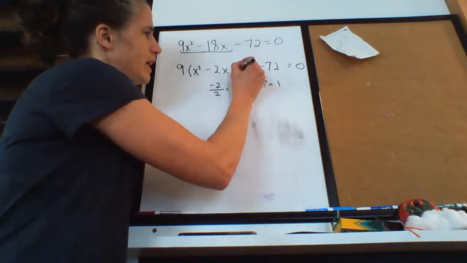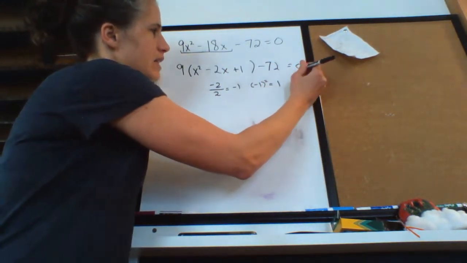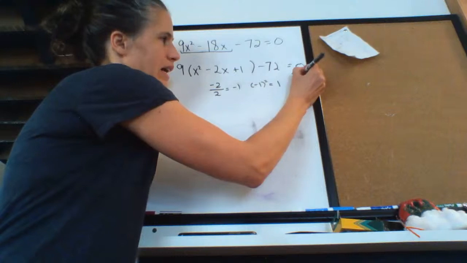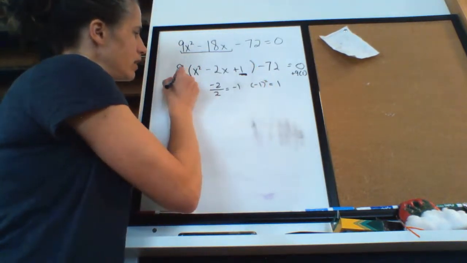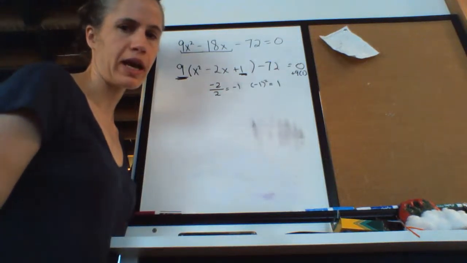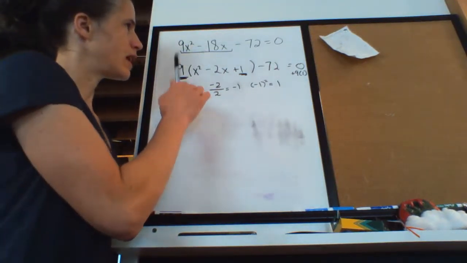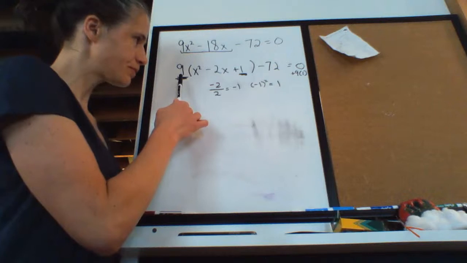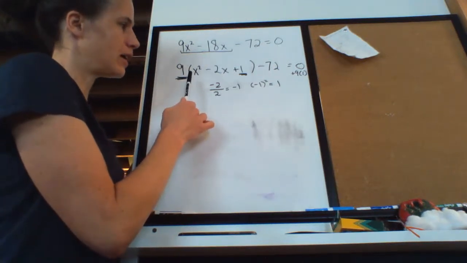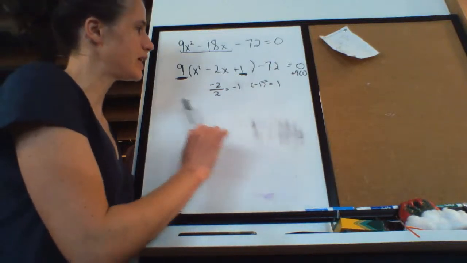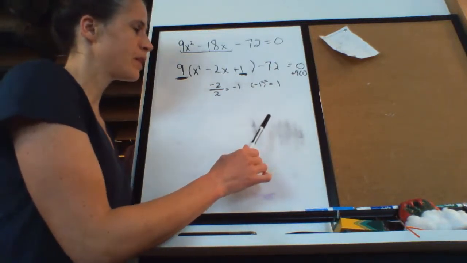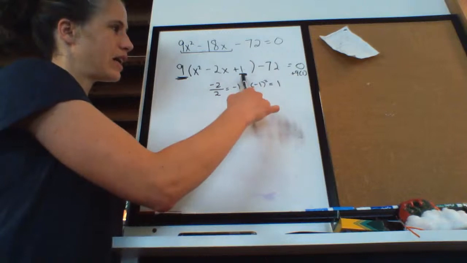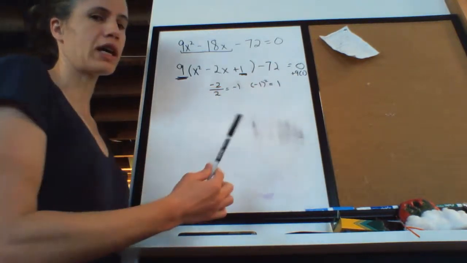So now I'm going to add 1 here. And then on the opposite side of this equal sign, so this is what's different from before, I'm going to add 9 times 1. 1 from here, 9 from here, okay? Now, this is different than when I converted from vertex form. When I converted from vertex form, I did everything on one side of the equal sign, so I did opposite operations. When I do things on opposite sides of the equal sign, I do the same thing. So I add 9 times 1 on both sides, okay?